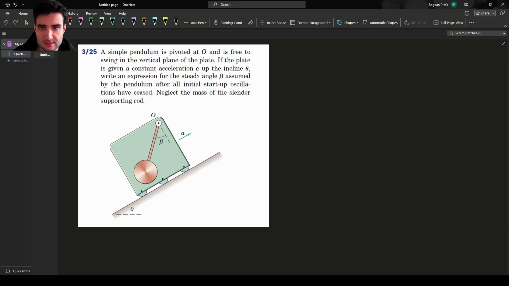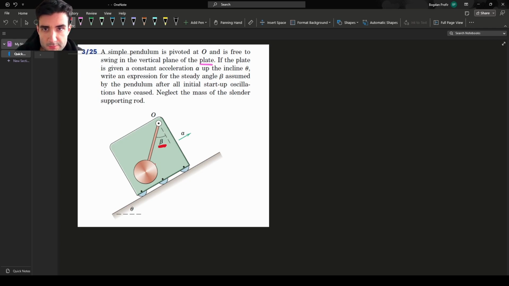Now, in this case, we've got a simple pendulum which is inside this frame or plate, as it's called. What happens in this instance is that we know that this frame has a certain acceleration upwards along the plane, and then we have to find this angle beta, which is the angle that the arm of the pendulum makes with respect to the normal to the plane.